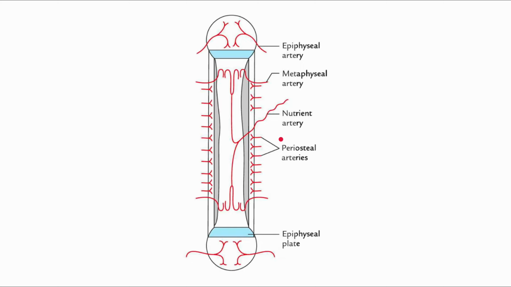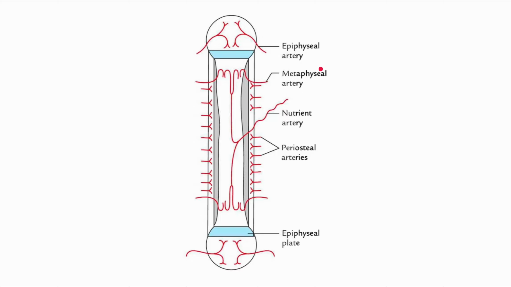The fourth group of arteries will be the epiphyseal arteries. We can see the epiphyseal arteries in this diagram over here. They are derived from arterial anastomosis around the joint, that is known as circulus vasculosus, and they enter the epiphysis either directly or after piercing the epiphyseal cartilage. So this was a general outline regarding the blood supply of long bone.